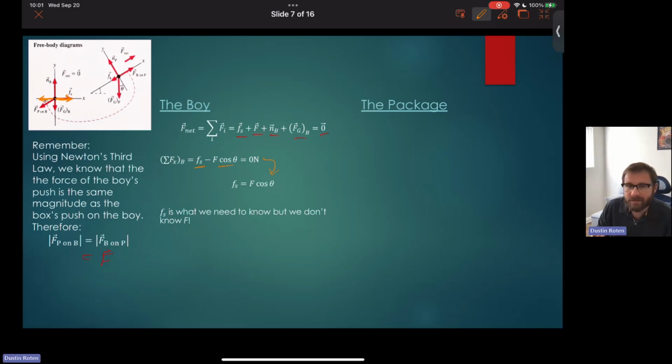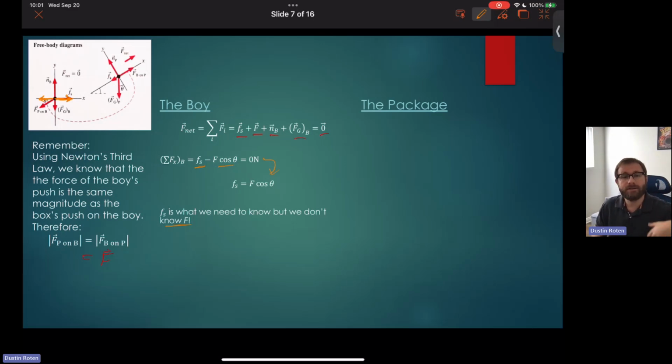But the problem is we don't know what big F is. We don't know the force of that push. We don't know the interaction between the box and the boy. Because we don't know that, even though we have an equation for our static friction, we can't calculate it yet. We can write it out as F cosine theta. So now we need to fill in those blanks. We don't know what F is. We need to figure it out.